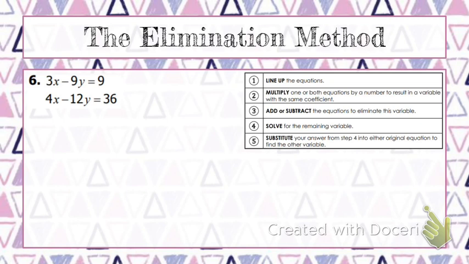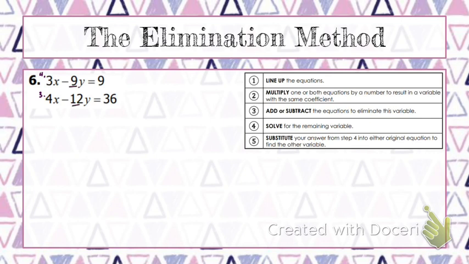Number 6. Everything is already lined up. We need to just start by multiplying. So let's look at these. If we were to use 3 and 4, the smallest number that both of these go into evenly is 12. So we would have to multiply by 4 here and by 3 here.